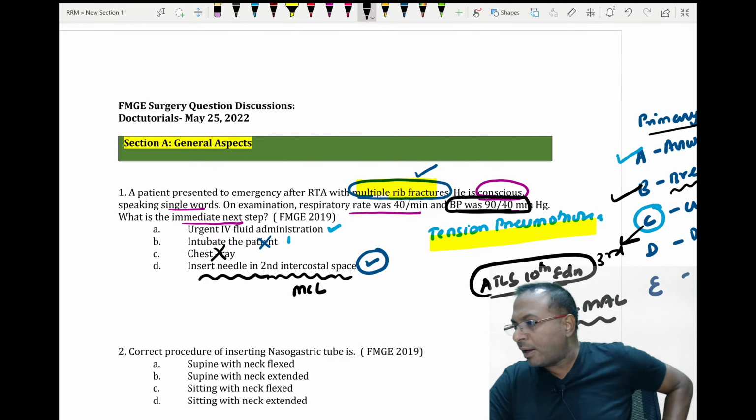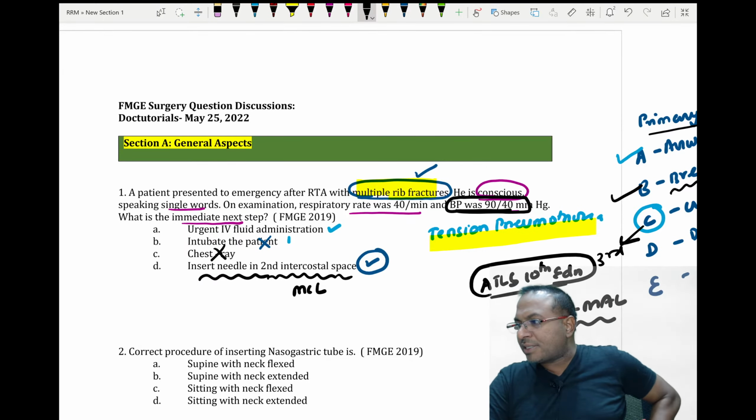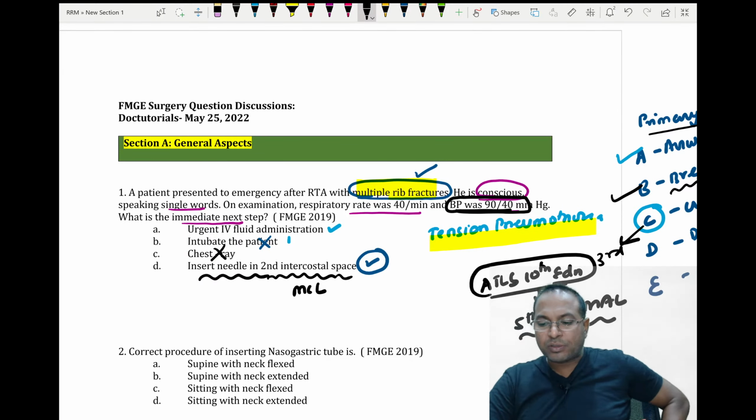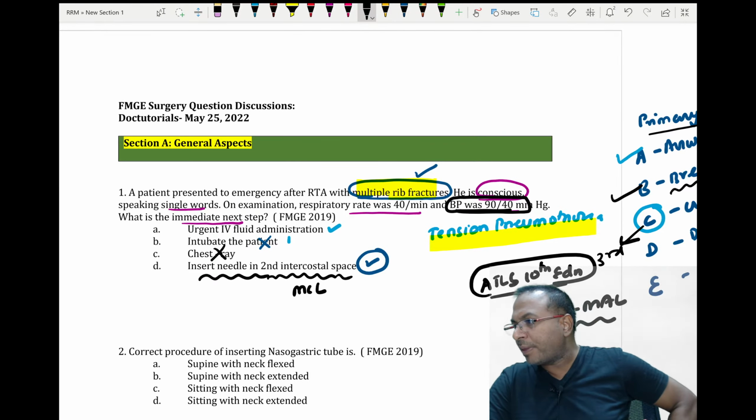Okay, flail chest, the first thing is to have analgesics. To give an analgesic is the first treatment. So we have to give analgesics for flail chest.